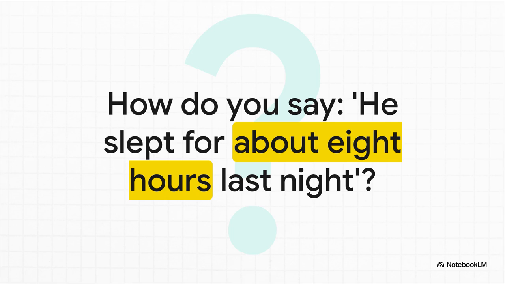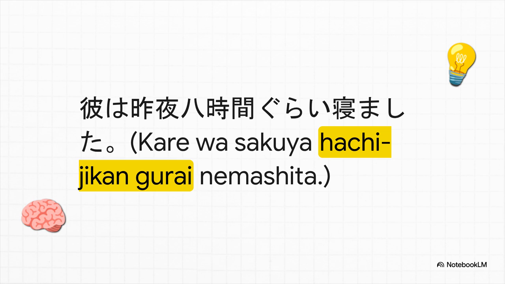Okay, let's try one more, but this time we'll add a little bit of that nuance we learned. He slept for about 8 hours last night. Remember that little word we used for about? Give it a shot. The answer is 彼は昨夜 8時間ぐらい寝ました. He, last night, slept for about 8 hours. Notice how ぐらい just slips in there so nicely to give it that around feeling.